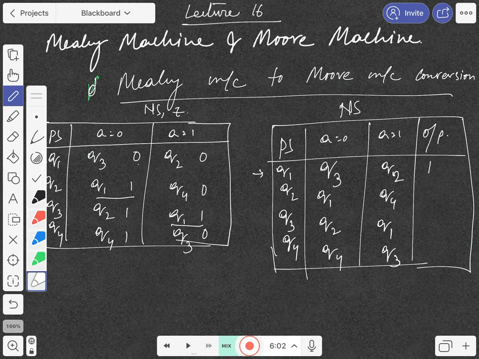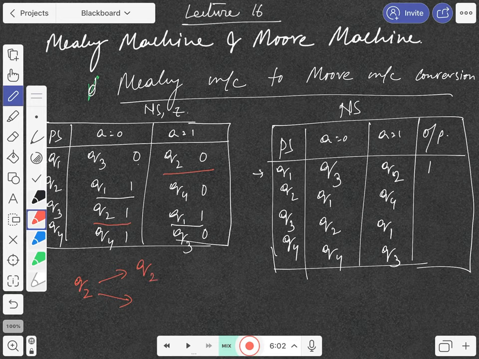Now try to find out what is the output associated with Q2. Here we can see that the output associated with Q2 is 0, but here the output associated with Q2 is 1. So it's a big confusion which output we have to give. So if in case of a Mealy machine, a state is associated with multiple outputs, multiple means only two outputs, 0 or 1, in that case we have to divide that particular state into two parts.